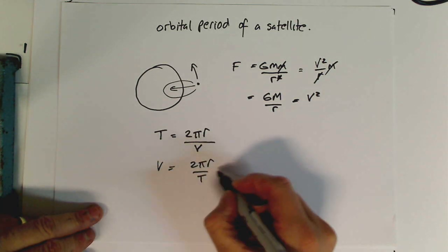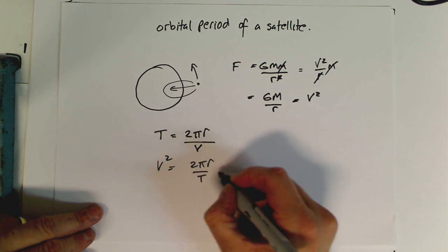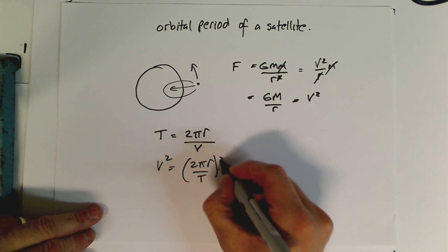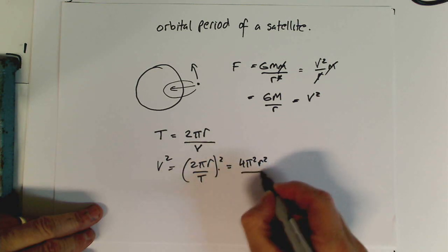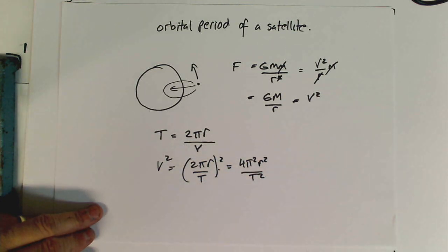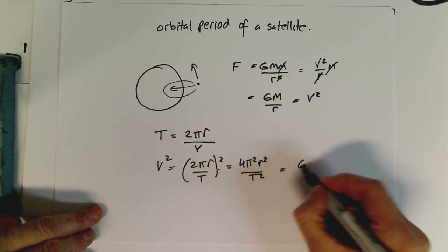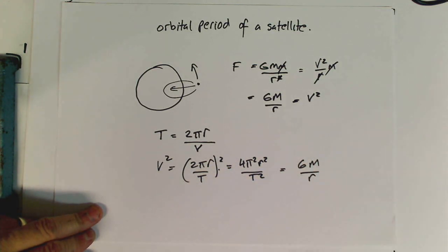If we square the whole thing, v squared is equal to this whole thing squared, which is equal to 4 pi squared r squared over T squared. So we can now make that equal to GM over r.